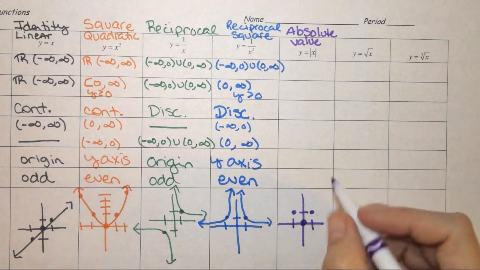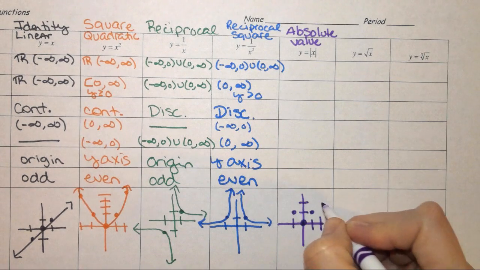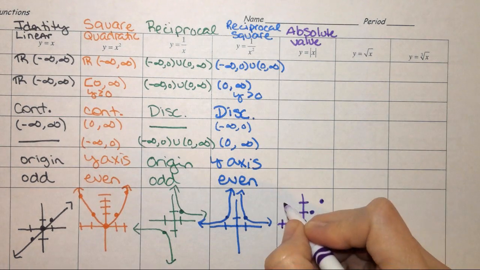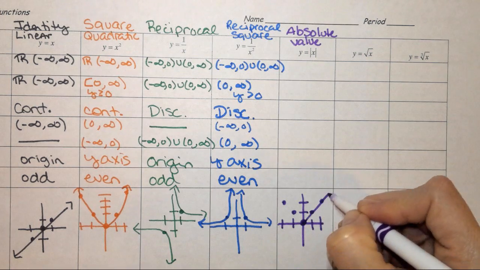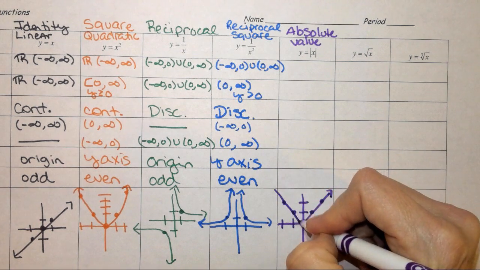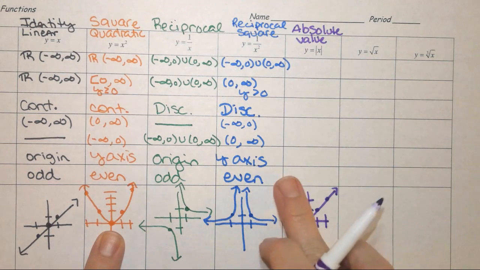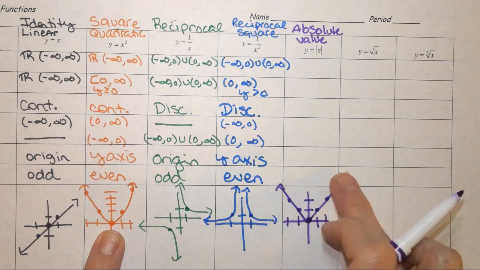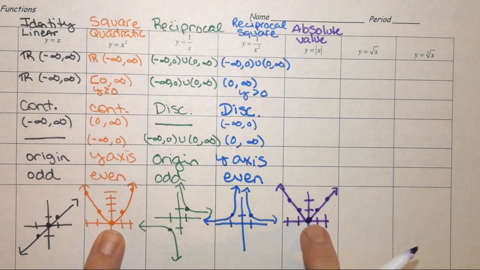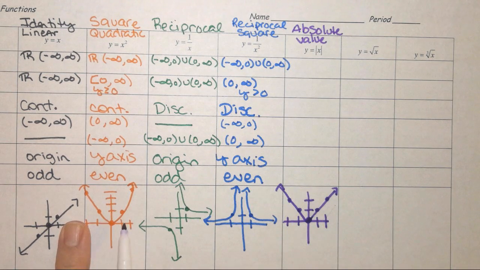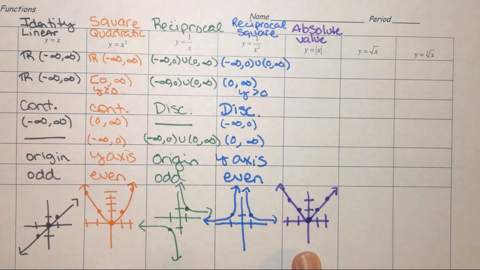I'm going to do one more point on each side. The absolute value of -2 and of +2 are both 2. So it looks really similar to your square, except that these are straight lines, not curves. This has (1, 1) and (2, 2). This one over here has (1, 1) and (2, 4). So be very careful when you're looking at these functions.